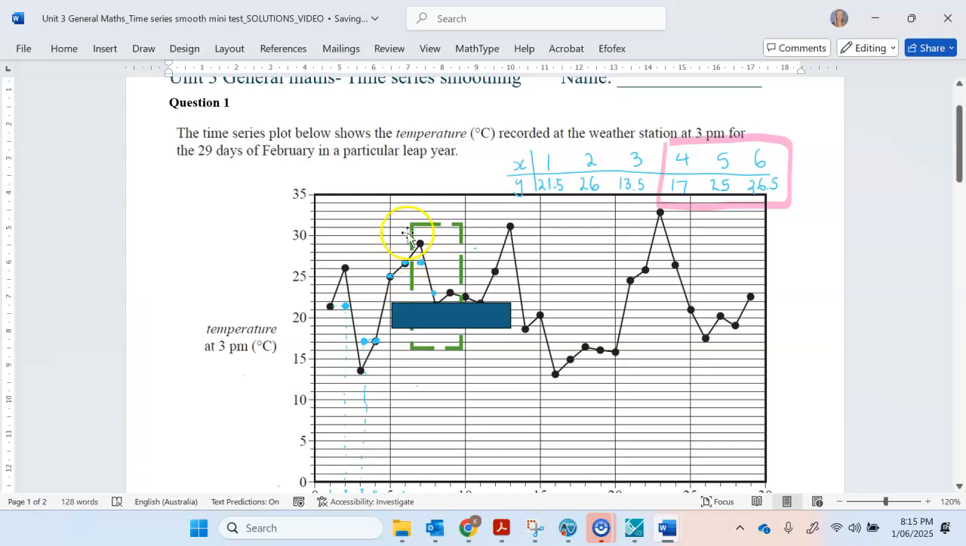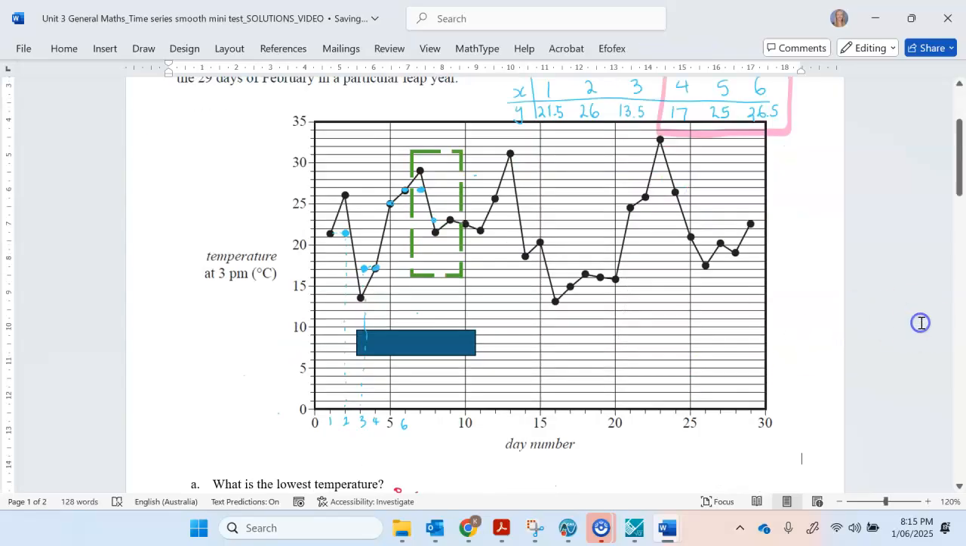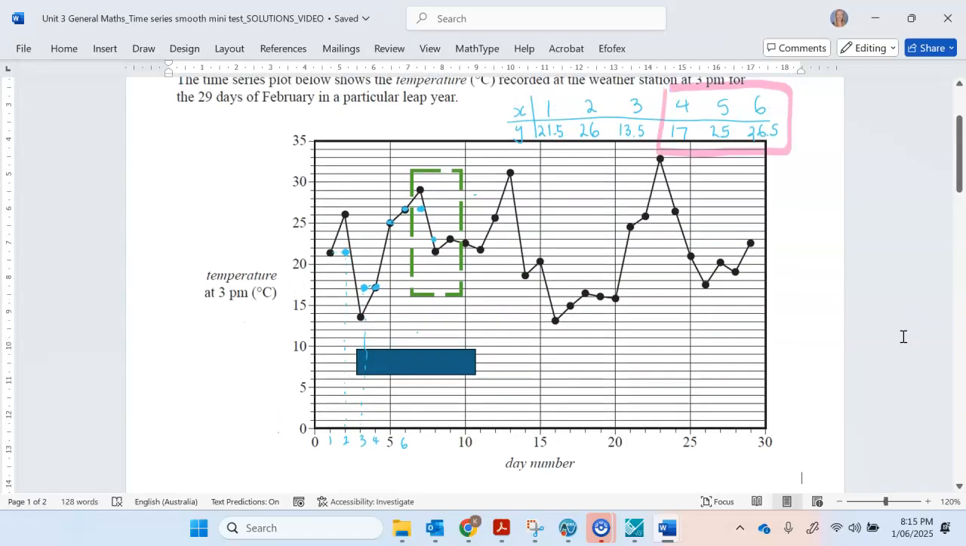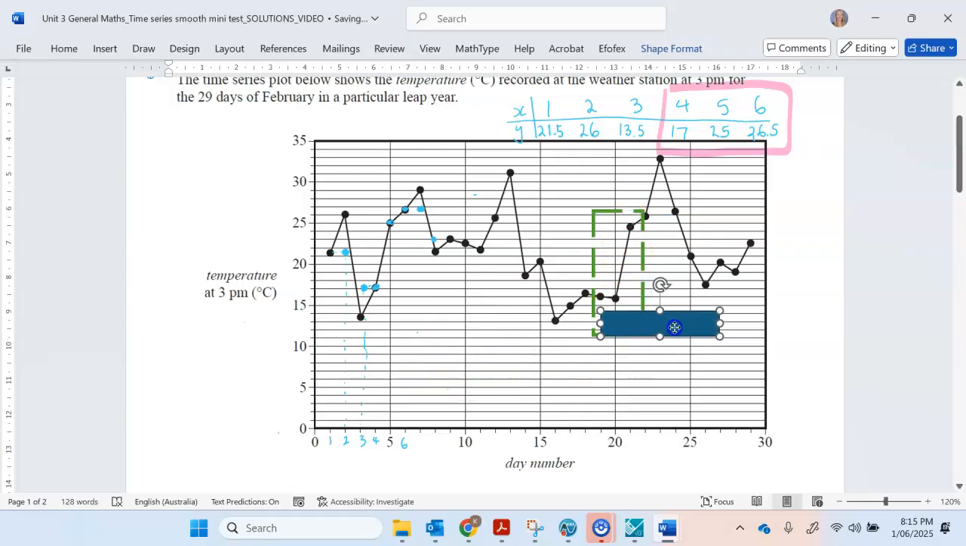So let's say if it was an exam question and it said smooth it for, let's just do day 20. You just need to somehow isolate the 3 numbers for day 20. So day 20 has to be in the middle, and then we've got day 19 and day 21. So using my ruler, the corresponding Y value would be that at day 19. So my dot would go just a little bit above.